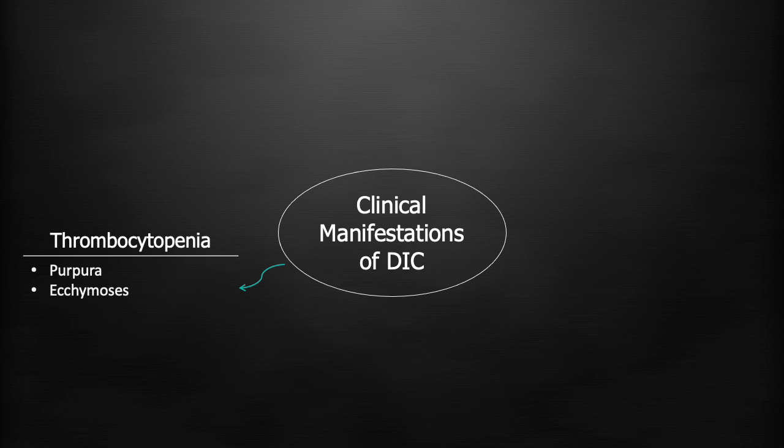Thrombocytopenia due to excessive consumption of platelets in DIC leads to bleeding that can manifest as bruises, petechiae or small red spots on the skin, epistaxis or nosebleeds.